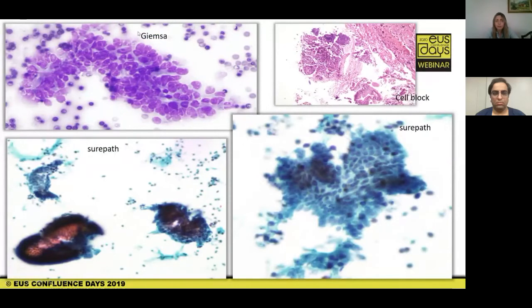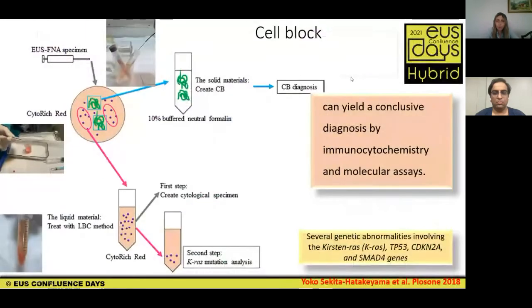You see the conventional smear, stained by Giemsa, and adenocarcinoma was diagnosed through the SurePath technique with liquid-based cytology and cell block. Cell block can yield a conclusive diagnosis by immunohistochemistry and molecular assays. Also, in the second step, we can analyze several genetic abnormalities, especially KRAS mutations and the other mutations.